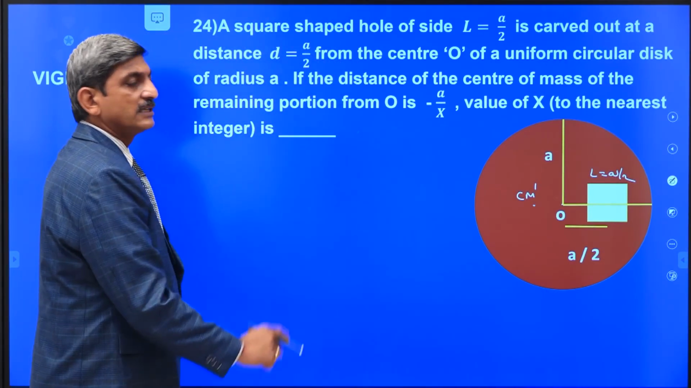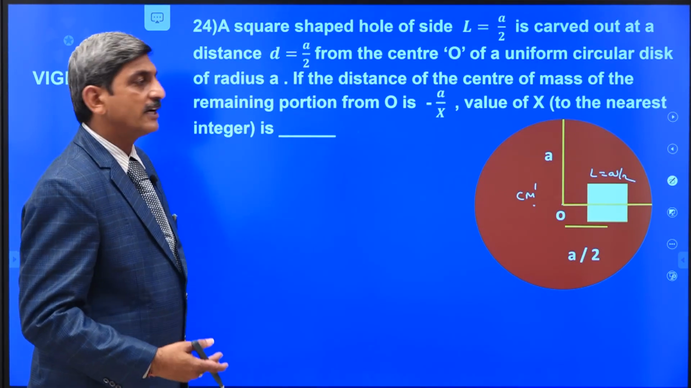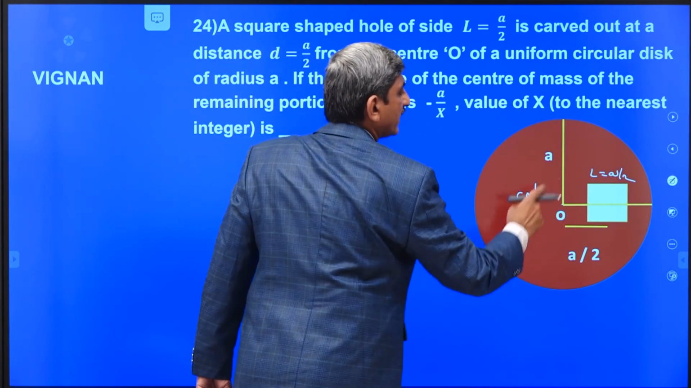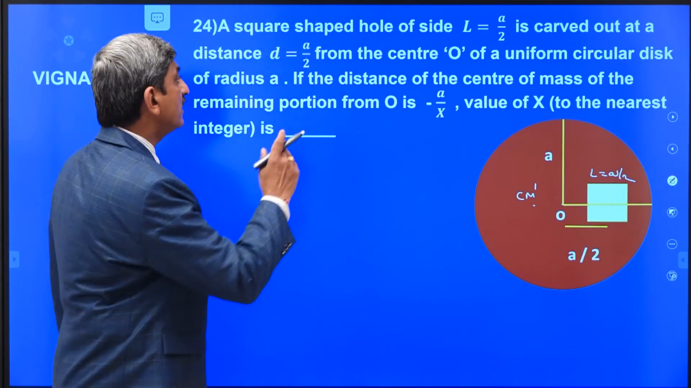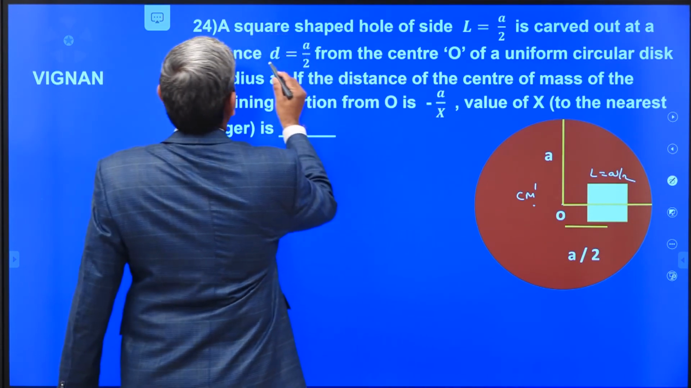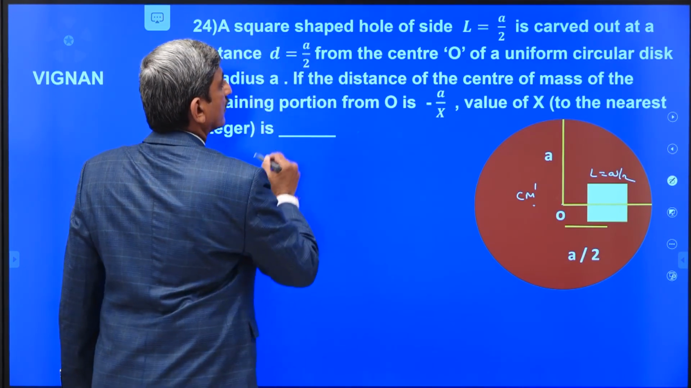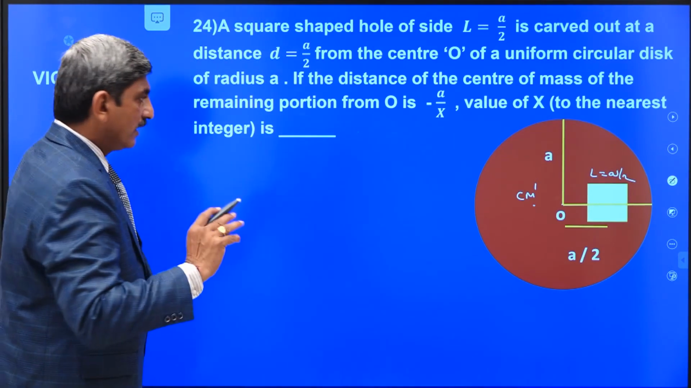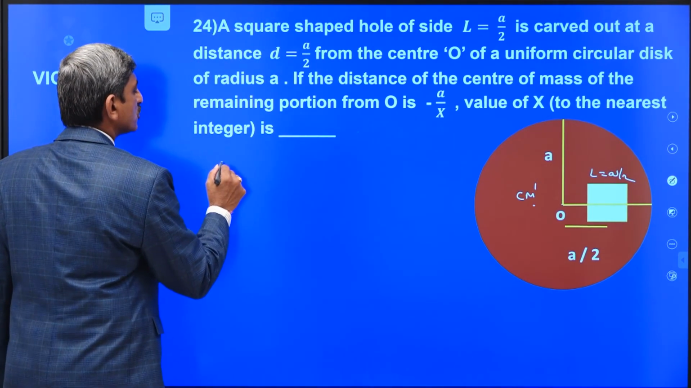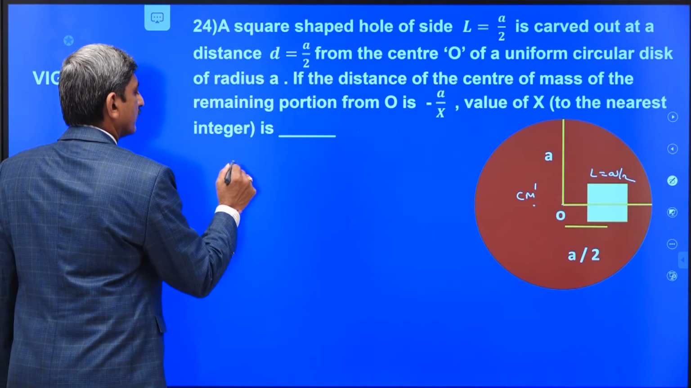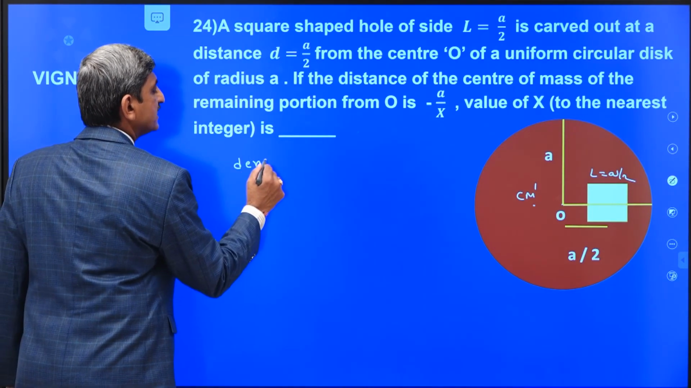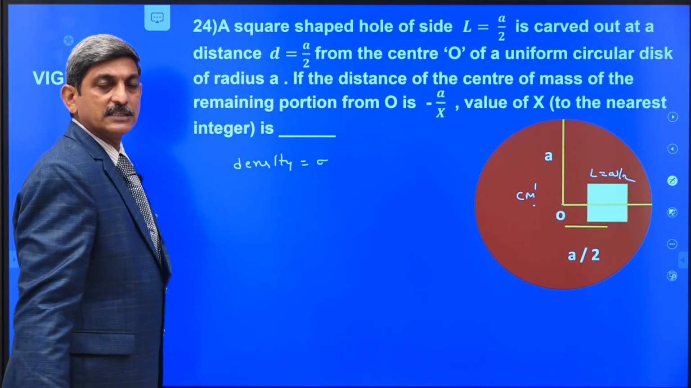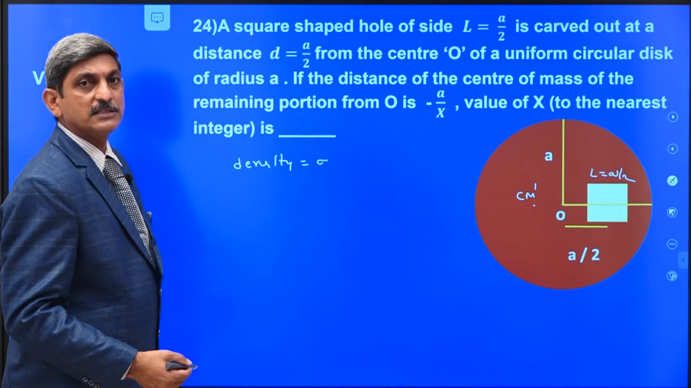In this case, the shift in the center of mass can be calculated by following a certain procedure. Here, for the square plate, the area of this square plate, let us assume that the surface density is sigma.